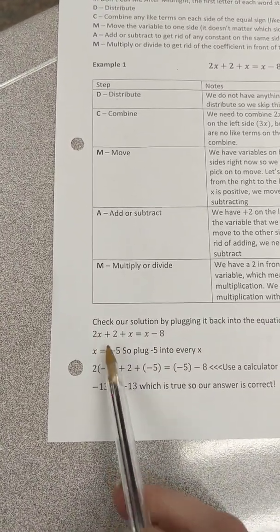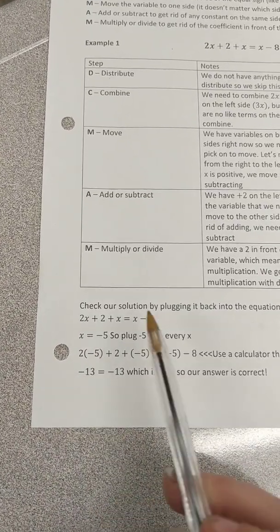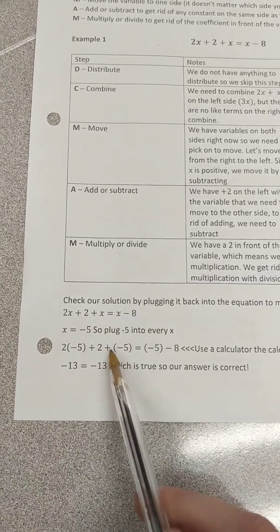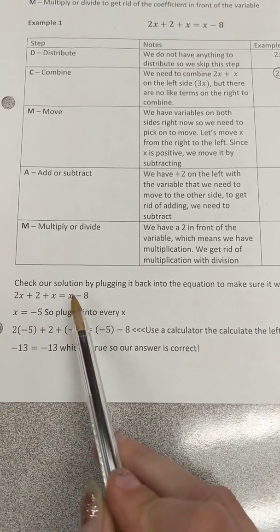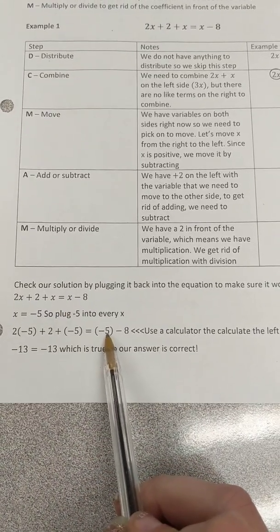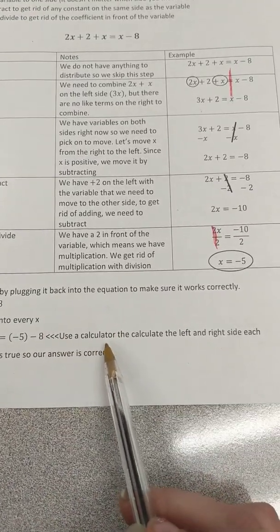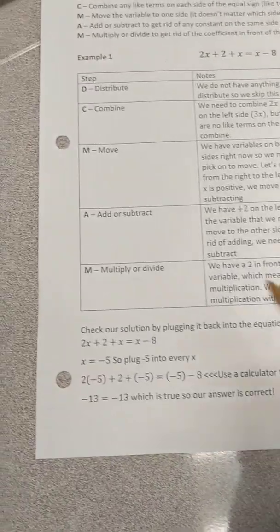So 2x, so where I have 2, x is -5, plus 2, plus x. So plus x is -5, equals x is -5, minus 8. Now from here, we're just going to use the calculator. We're going to calculate the left and the right side each separately.